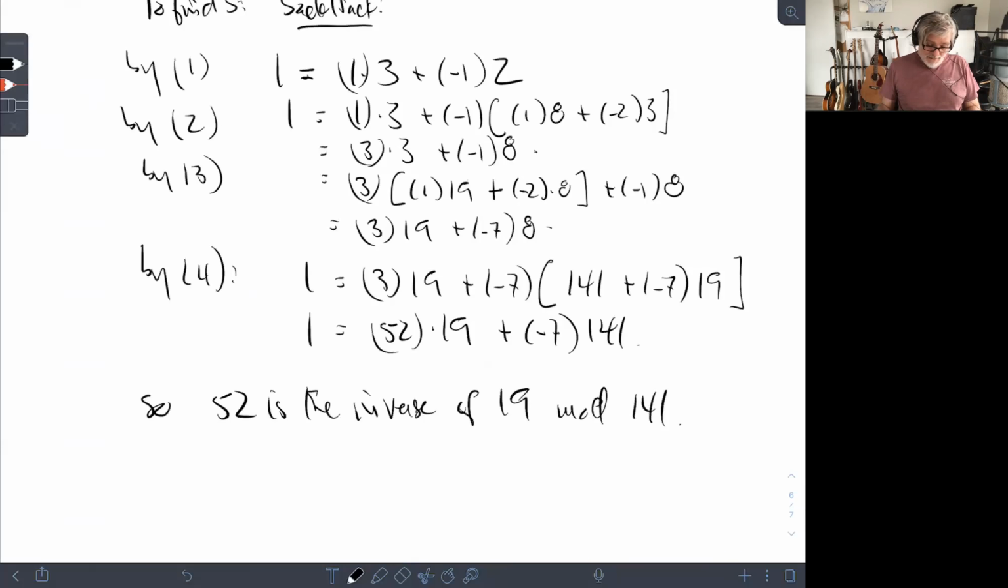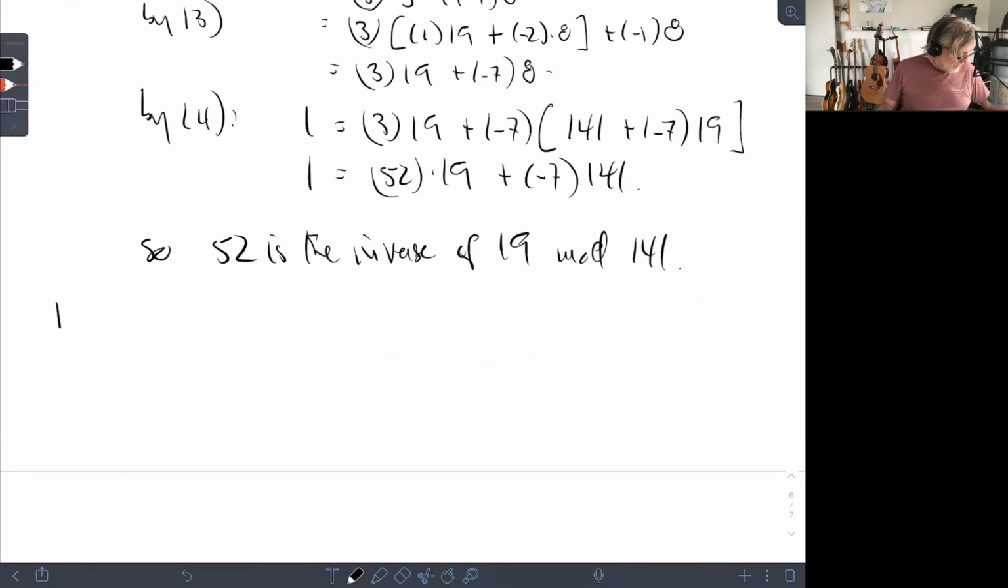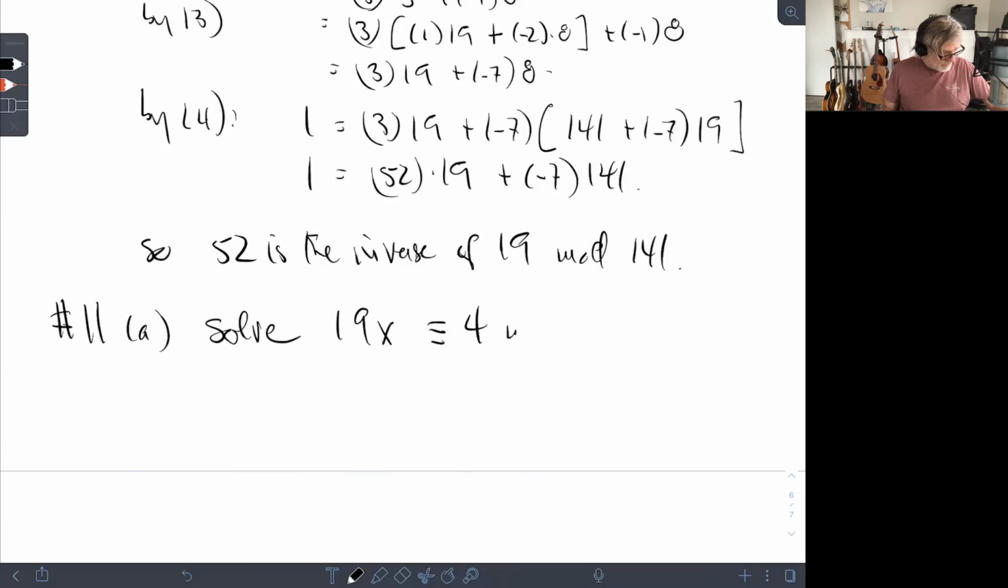Okay. Now I'm jumping to problem 11a, where I'm going to use what I just computed. Solve the following: 19x congruent to 4 mod 141. Hint: congruence is just like equality. It's sort of a generalized kind of equality. So you have 19x equals 4.